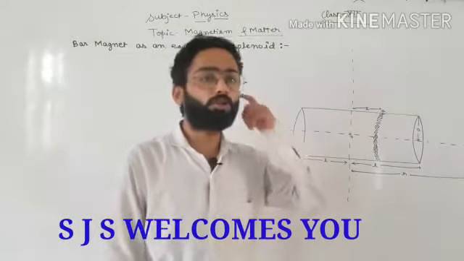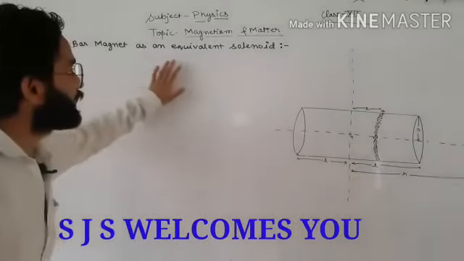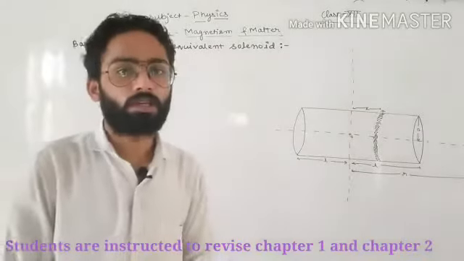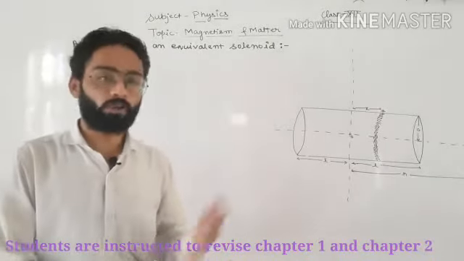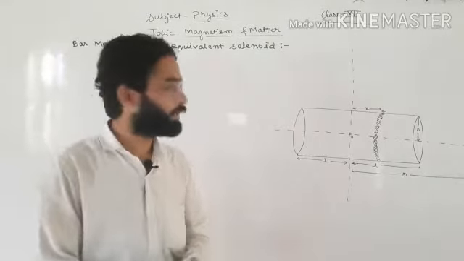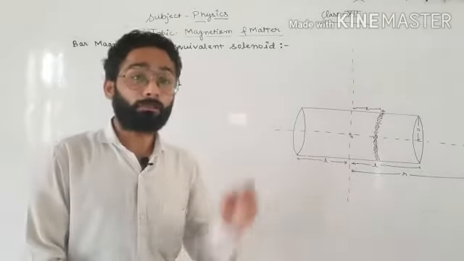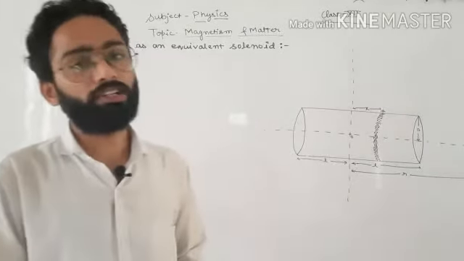Now we are ready with our new topic, and this topic is bar magnet as equivalent solenoid. Actually, the magnetic field lines of a bar magnet resemble the same property as a solenoid. So the bar magnet can be treated as an equivalent solenoid.